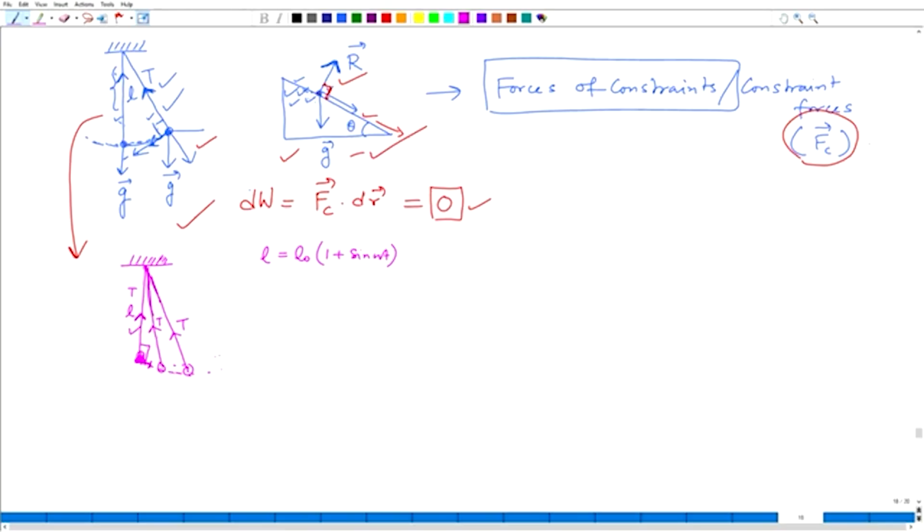But what happens here, the infinitesimal displacement is not exactly perpendicular, because in course of time its length is actually changing. And this length is changing by dl amount, which is given by L0 d(1 + sin ωt). And one can actually show that this dl is no longer perpendicular to the radially inward direction, whereas the tension is always acting along radially inward direction.